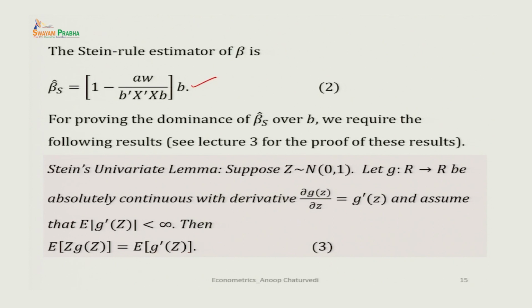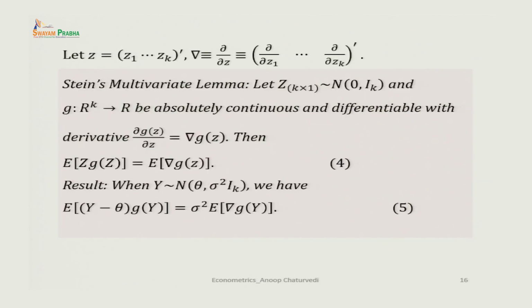So, for the proof of this result you can go to lecture 3. Again, if Z is a k by 1 vector, then Stein's multivariate lemma states that if Z follows normal 0, I_k, and g is a function from R^k to R, which is absolutely continuous and differentiable with derivative del g(Z), then expectation of Z g(Z) is equal to expectation of del g(Z).